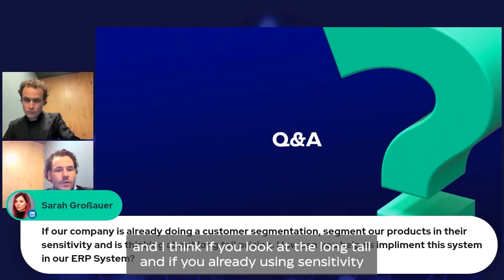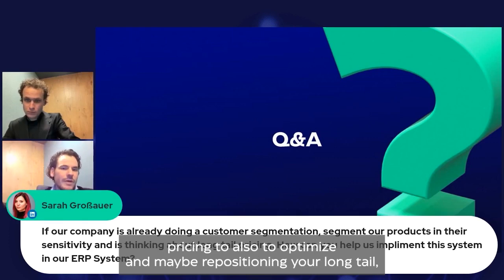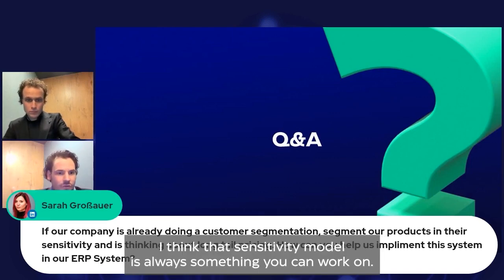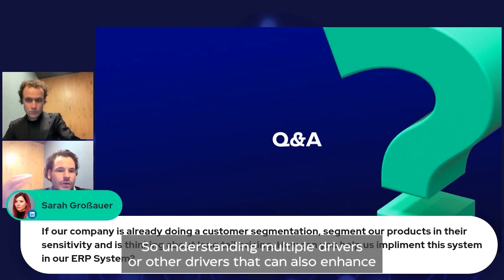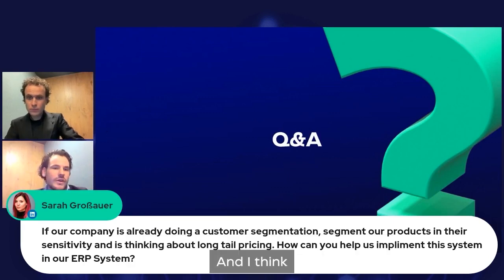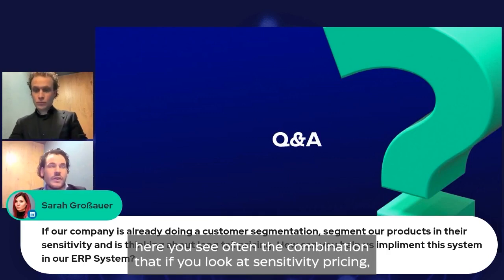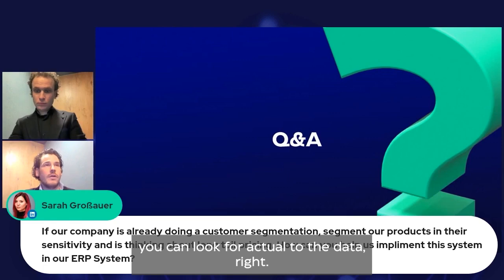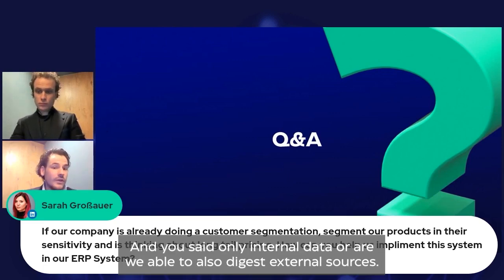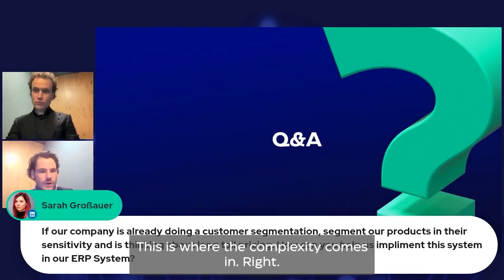And if you look at the long tail, and if you're already using sensitivity pricing to optimize and maybe reposition your long tail, I think that sensitivity model is always something you can work on. So understanding multiple drivers or other drivers that can enhance that model and make it more comprehensive to work with the long tail. Here you often see the combination that if you look at sensitivity pricing, you can look factually at the data, right? To which data sources do I have access, and is that only internal data? Or are we able to also digest external sources? This is where the complexity comes in, right?